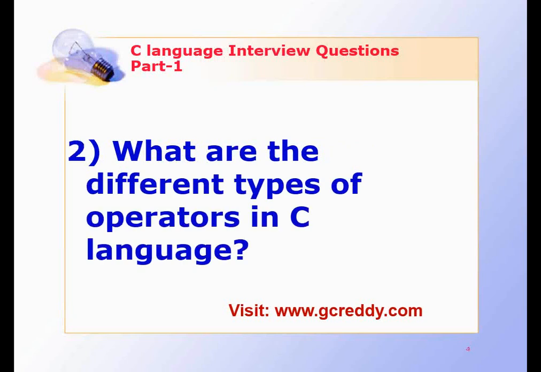What are the different types of operators in C language? C has a rich set of operators which can be classified as arithmetic operators, relational operators, logical operators, assignment operators, increment and decrement operators, conditional operators, and bitwise operators.